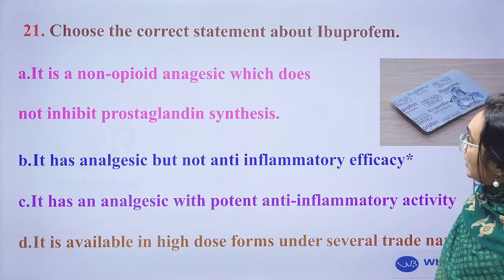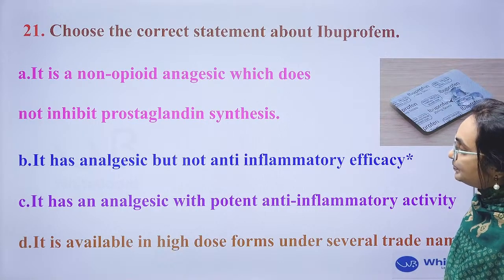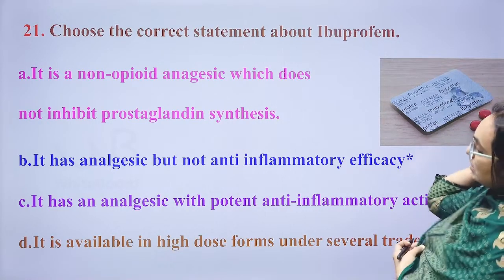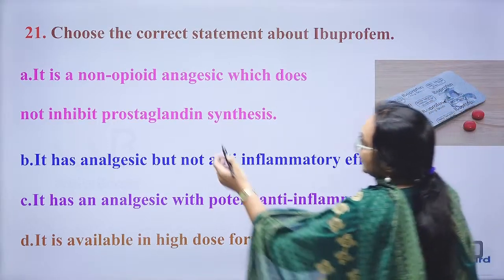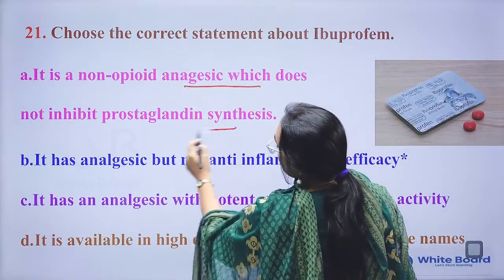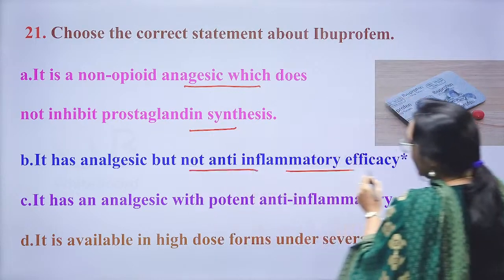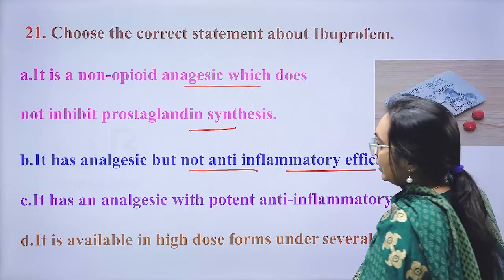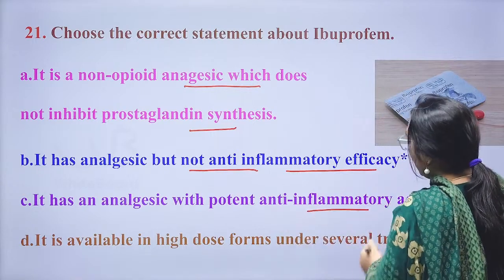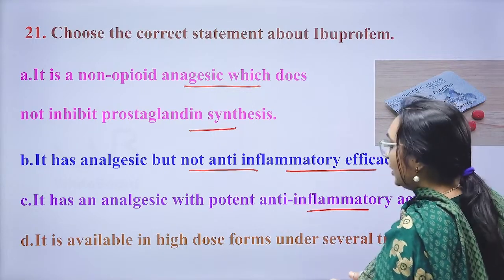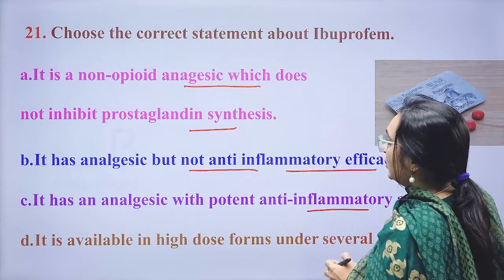Next, choose the correct statement about ibuprofen. It is a non-opioid analgesic which does not inhibit prostaglandin synthesis. It has analgesic but not anti-inflammatory efficacy. It has an analgesic with potent anti-inflammatory efficacy. It is available in high dose.